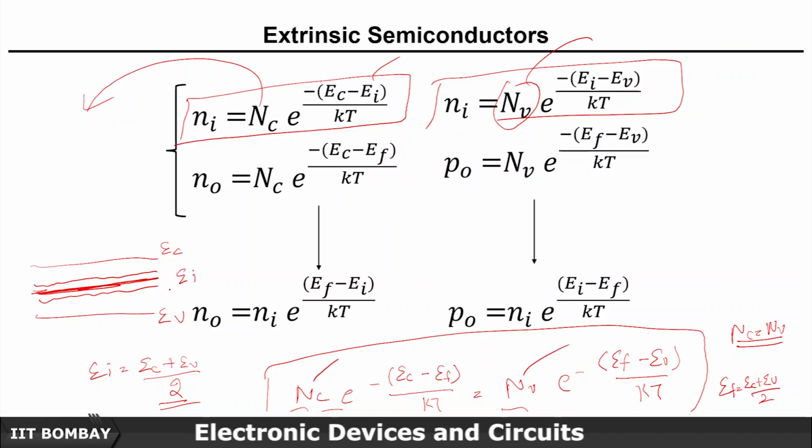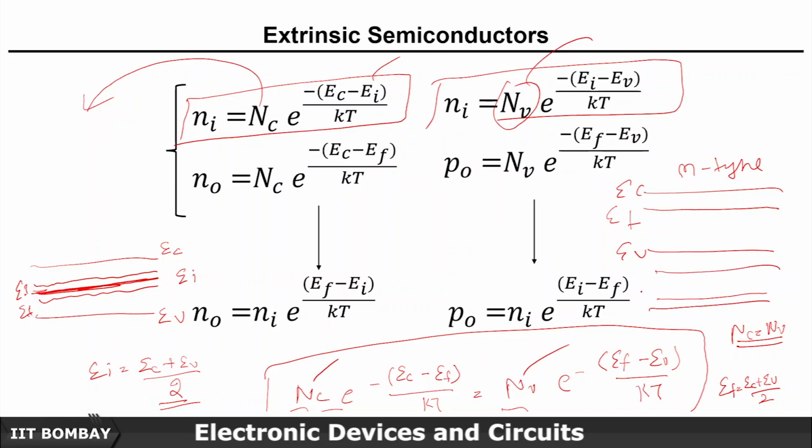Now what happens in case of extrinsic semiconductors? The Fermi energy level shift is significantly higher. So in the conduction band it will go up to this level. Let's say in case of an n-type semiconductor, this is EC, this is EV, and similarly in case of a p-type semiconductor it will go significantly down. This is EC and this is my EV. So this is a p-type semiconductor.